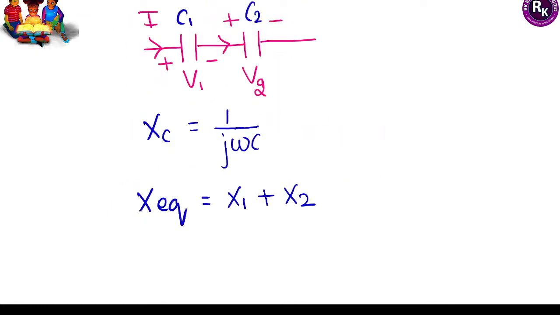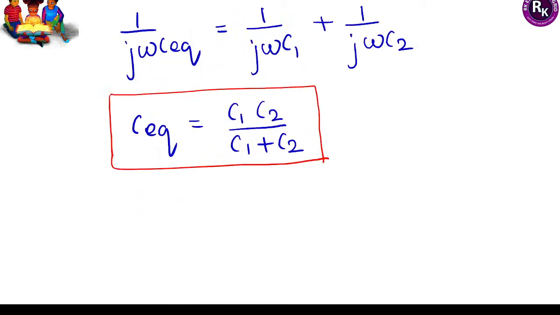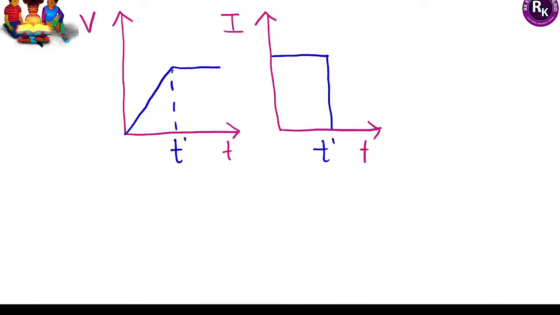Next, how will you define the current versus time and voltage versus time for a capacitor? Voltage versus time first. When you are charging the capacitor, voltage will be continuously varying with respect to time. Once your capacitor is fully charged, then at steady state the behavior of the capacitor will become an open circuit. So, the current flowing through the capacitor will be zero, like an open circuit.